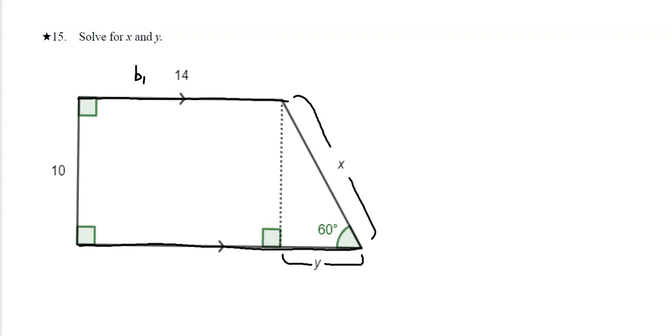Well, what I can do is if this is 10, I can slide that across, and that means that this line is also 10. All right. Well, now there's a couple things we can do. We can do special right triangles, or I'm going to take you down the trig route, because we know that this is 60, we know that this is 90, and we know that this is 10. So we got to get some pieces.